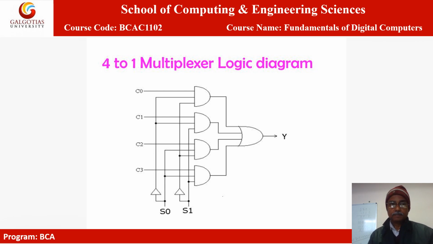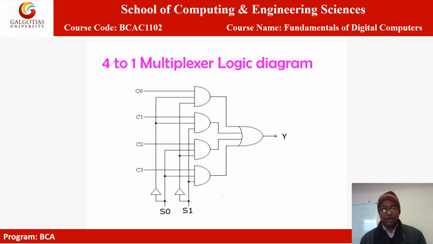Is it clear? Now let us consider the last case, when the value of both S0 and S1 is 1. What will happen? In the first AND gate, the value of 1 will be made 0 by this triangle, so 0 will enter through the middle input in the first AND gate. So it will not pass the information of C0. In the second AND gate, you can see again the value of S0 is coming after the inverter circuit. So it will make 0, the value of S0 will become 0, so it will also not pass any information of C1.